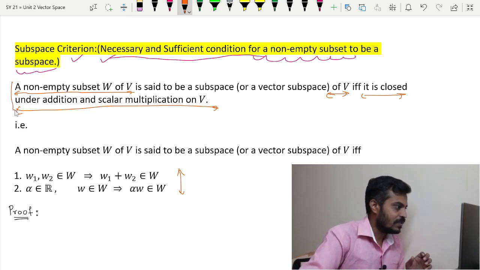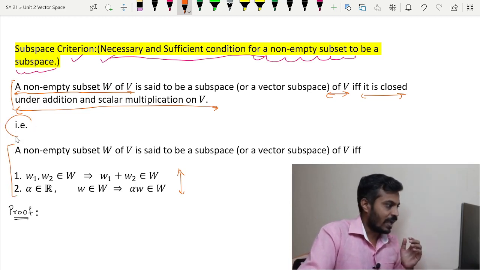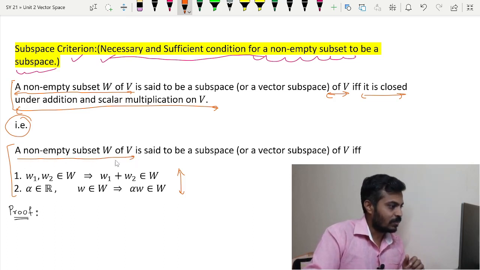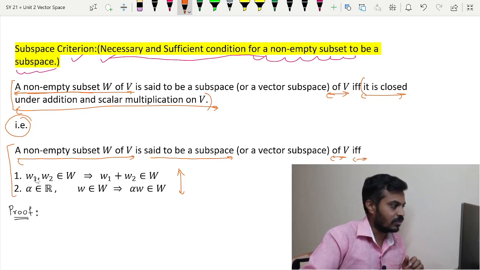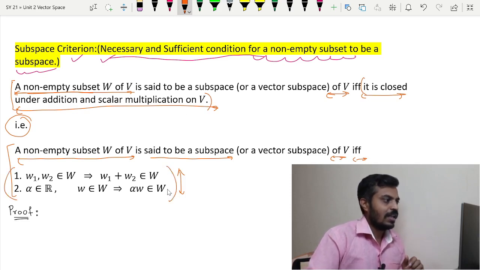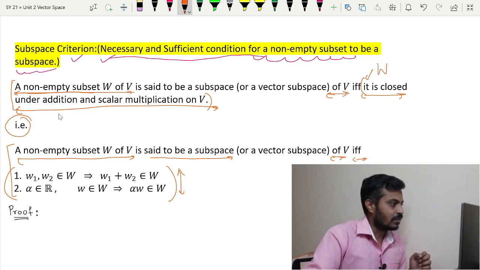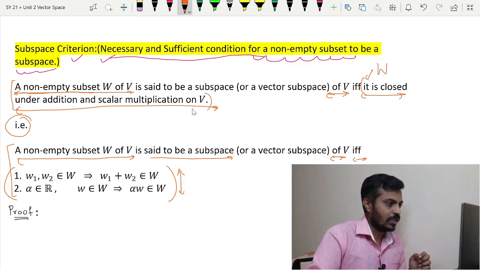So this same statement can be written in this form here. That is why I have said that is here. So a non-empty subset W of V, same thing, is said to be a subspace of V if and only if, now this is equivalent to this, okay, if and only if W is closed under addition and scalar multiplication on V.